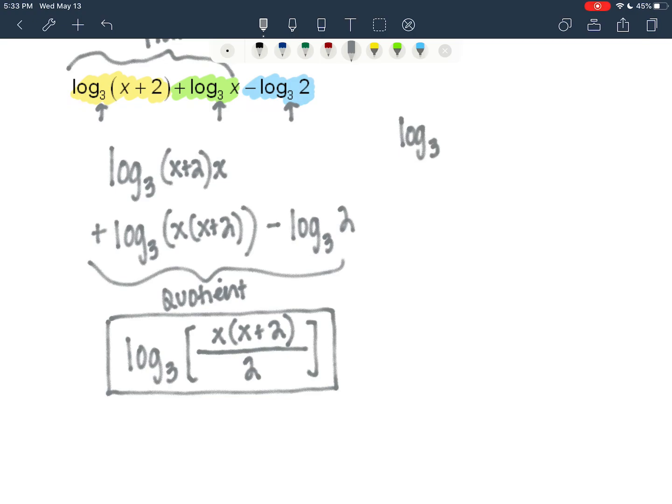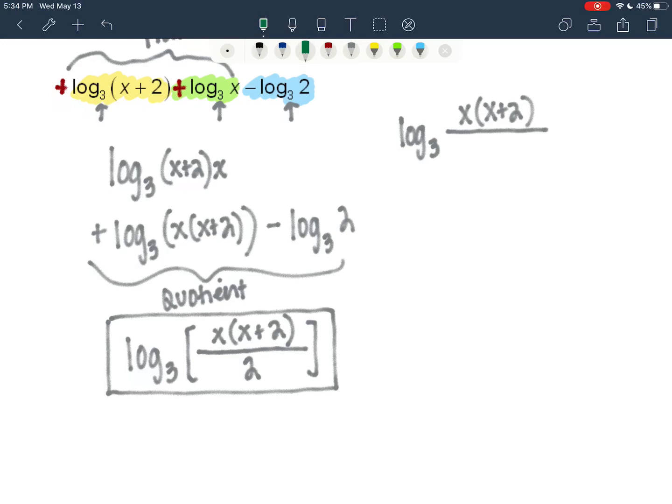Then I look for the positive logarithms. Positive logarithms are going to go in the numerator, and they're going to become factors of one another. So they're going to become a product. So the arguments will become factors of a product. So the factors are x and x plus 2. I write the monomial first.